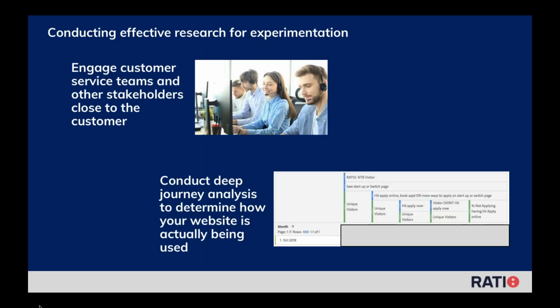There are lots of research methods that can help you understand also the opportunities to put this personalization and testing into place. A few that we find extremely helpful at Ratio are to look at how you can engage with service teams and other stakeholders that are close to the customer, because they will have a very strong understanding of what the issues are that customers are facing, where the problems and pain points are that can be resolved, and they also, no doubt, have effective ways of overcoming objections that customers might have.